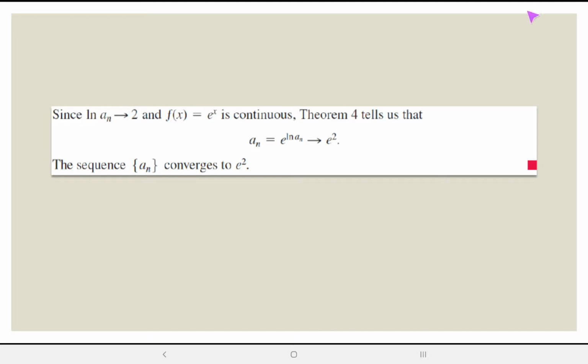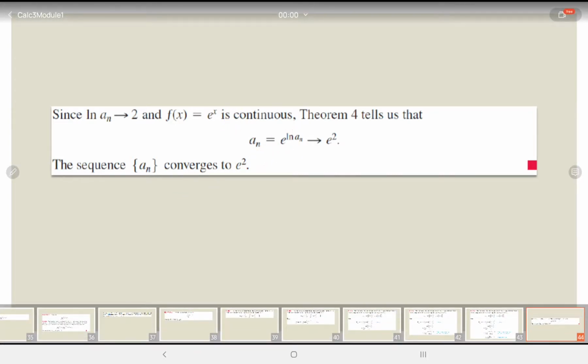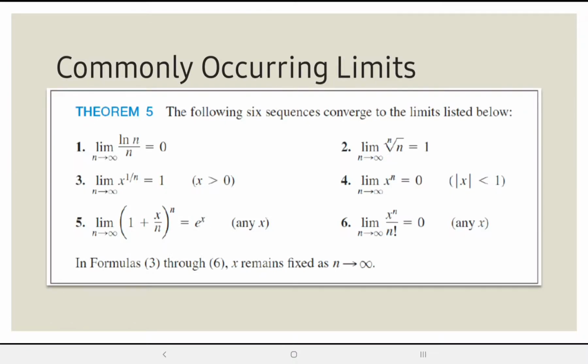Okay, so balik tayo dun sa original natin na problem, no? Since we know that ln of a sub n approaches 2, so base dito sa previous na computation natin, and we know that e raised to x is continuous, we have that a sub n which is equal to e raised to ln a sub n approaches e raised to 2. Kasi ang limit ng ln a sub n ay 2. Okay? Therefore, the sequence a sub n converges to e raised to 2. Okay. So, ito yung mga, I think yung iba dito na compute na natin.